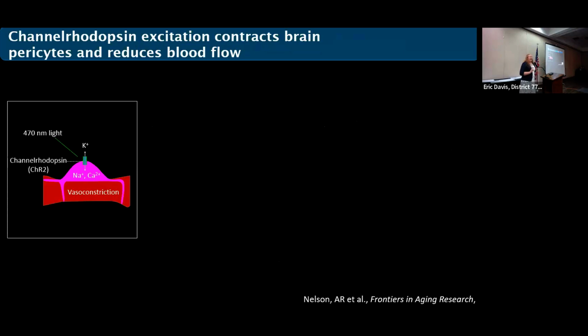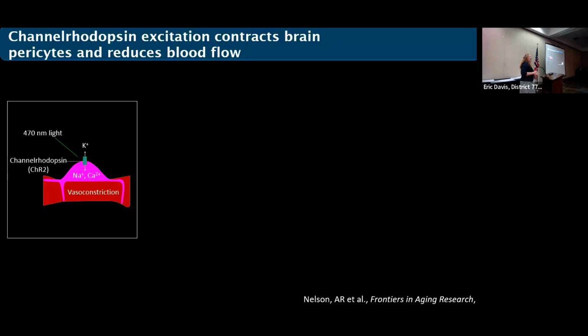So there's a tool called optogenetics. Algae, you guys know algae in a pond, have a specific kind of channel that's light sensitive. So we took this channel out of algae, not me per se, but scientists discovered this tool that's light sensitive, and we could genetically modify a mouse to put that channel into pericytes. And when you stimulate that channel with a specific wavelength of light, it allows calcium to come into the cell.